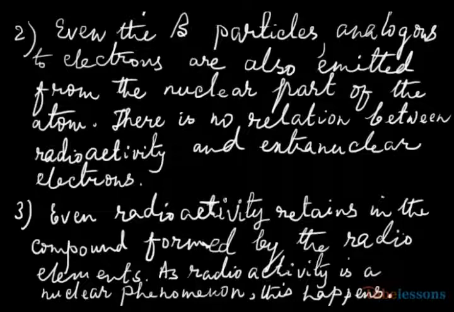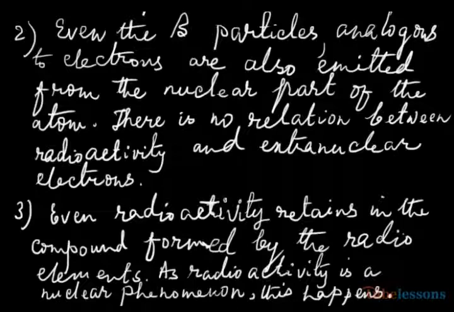But mass number is the sum total of protons and neutrons. Keeping the proton, the electron is emitted, so instead of one neutron, one proton is there, so mass number remains unchanged after emission of one beta particle. So I have written that beta particles are analogous to electrons. A beta particle is equivalent to an electron, but it is emitted from the nuclear part. It is not emitted from the extranuclear part. So there is no relation between radioactivity and extranuclear electrons. It is totally a nuclear phenomenon.